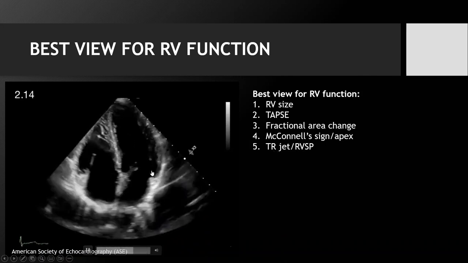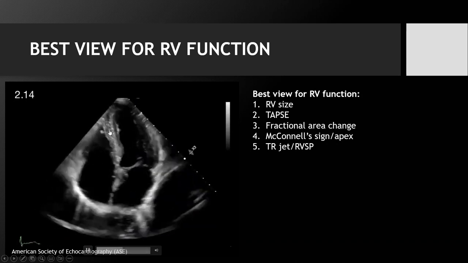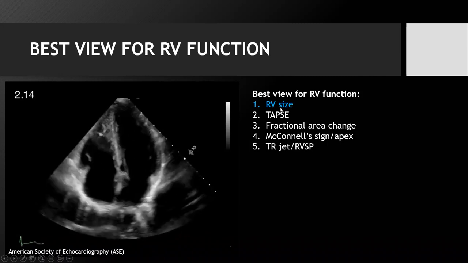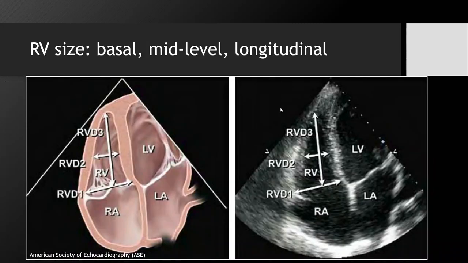But from the apical four-chamber view, you're able to first look at RV size. And again, if you were interested in taking your echo boards, you can learn how to freeze it, you can learn how to measure it, you can learn the cutoffs for the basal diameter, the mid-level diameter, the longitudinal diameter. I'm not putting them up on the screen because I don't think that they're important. Because again, the RV is actually much easier in some ways to eyeball than the LV.